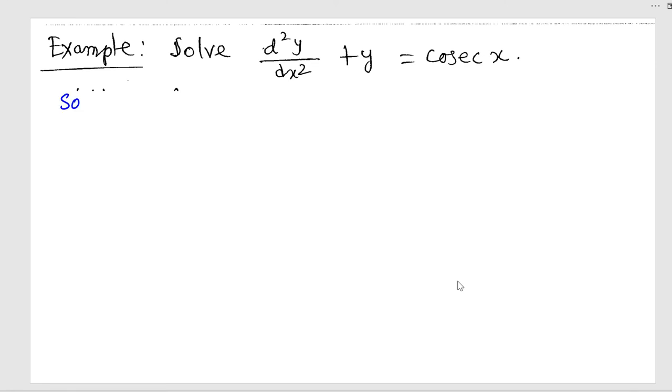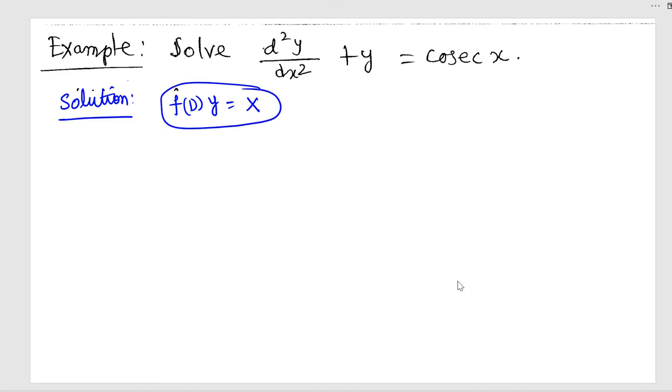Now if you try to solve this problem, the first task is to make the right-hand side 0. Okay, so if you write it in terms of f(D)y = X, here it will be (D² + 1)y = cosec x.